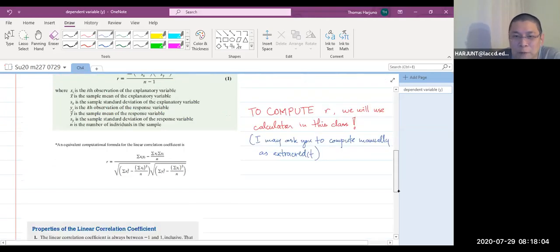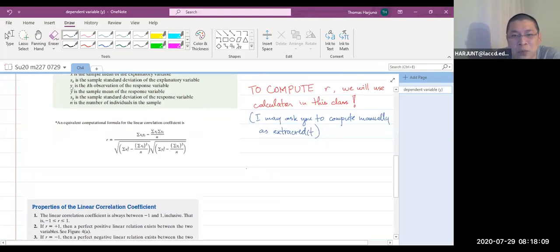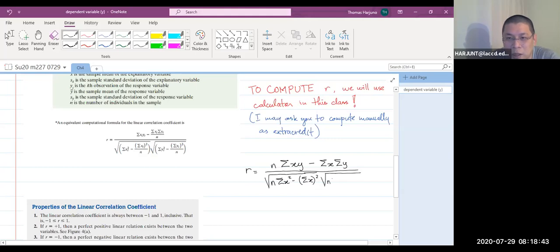Let me just write you down the formula. The formula for R, as I know, is the better one: R equals N times the sum of XY minus the sum of X times the sum of Y, over the square root of N times the sum of X squared minus the sum of X, squared, times N times the sum of Y squared minus the sum of Y, squared. Now this formula is actually easier to use.